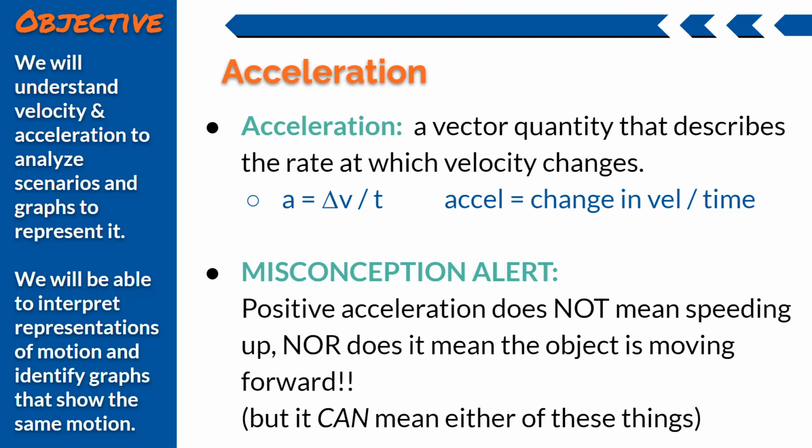Now, a common misconception that students will have when we talk about acceleration: it's a vector, and so it will have a direction, and we typically denote our directions as either positive or negative. We define our direction, we say, okay, going to the right is positive, left is negative, whatever. And students will often think that if we have a positive acceleration, that must mean the object's speeding up, and not necessarily. Or if we have a positive acceleration, that object must be going forward, and again, not necessarily. It can be, but that's not what acceleration means.